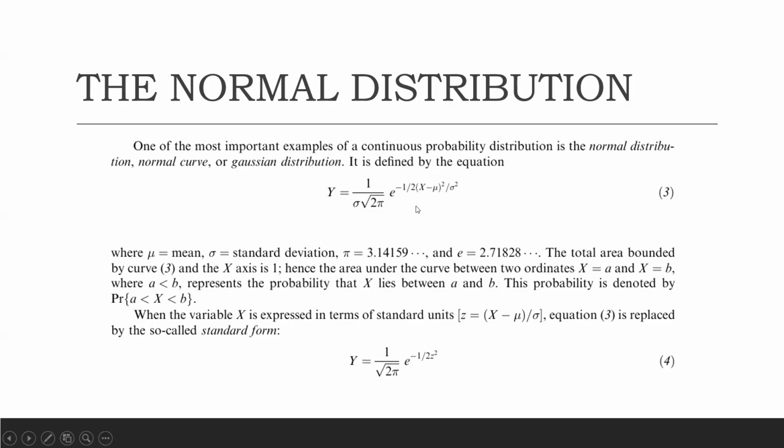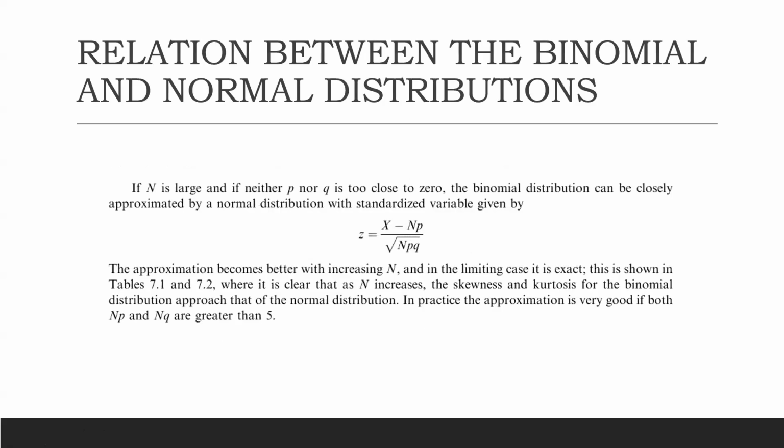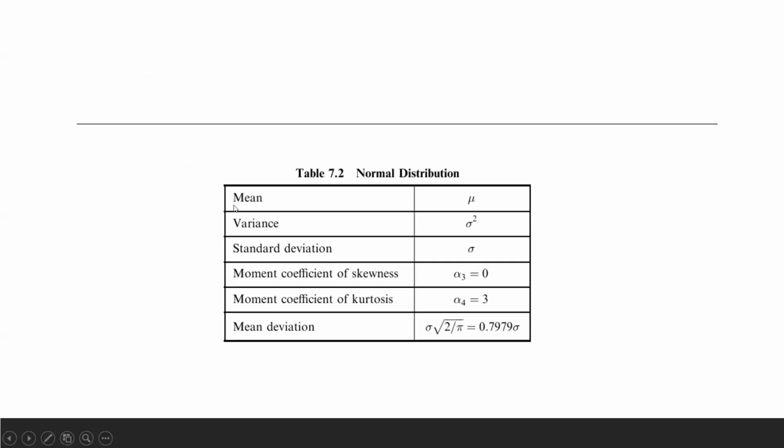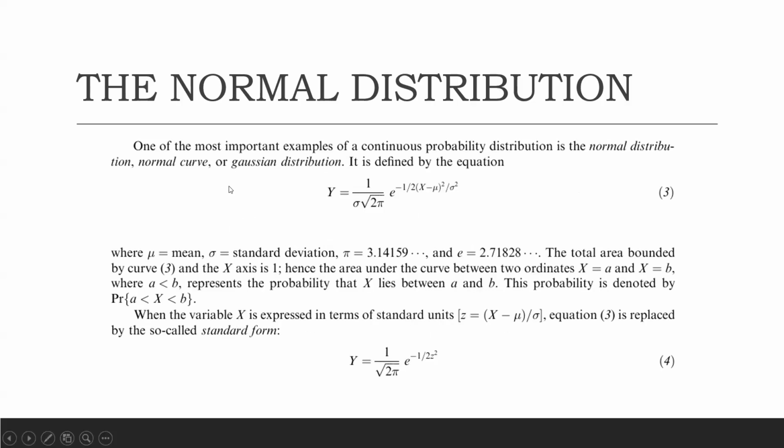Normal distribution. This is also another distribution to represent continuous probability distributions. Continuous distribution. Okay, write down this formula also.